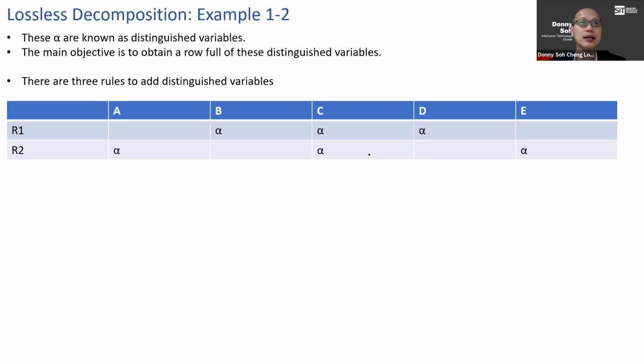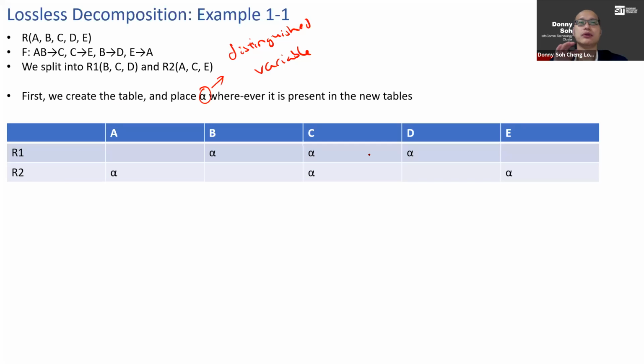Basically, what we are doing now in lossless decomposition is really just to find out whether we are able to get back our original table from our decomposed table. That's all. And this is the algorithm to do it. So step one, we draw this table. On my y-axis is my decomposed table name. On my x-axis is my attributes. Number two, I add distinguished variables of my attributes of my respective tables.